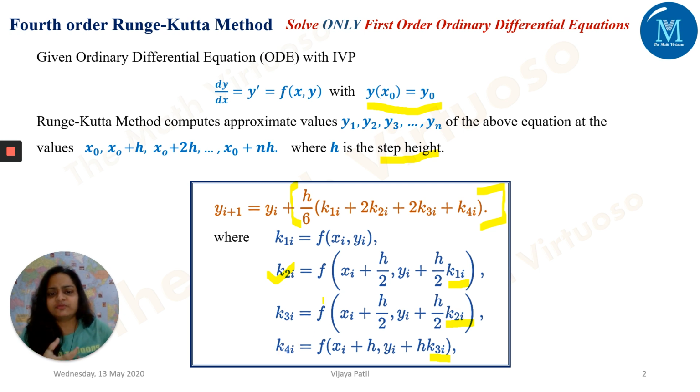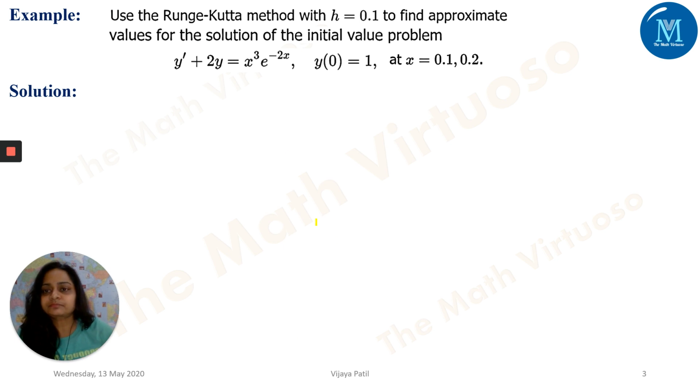So it's not a difficult formula at all. You just have to understand it. But I will make you understand this formula again with the help of an example. Let us go for the example. It says that h = 0.1. Find the approximate values of the solution of the initial value problem, and the formula has been given to us.